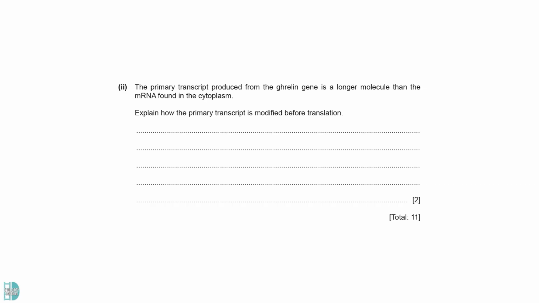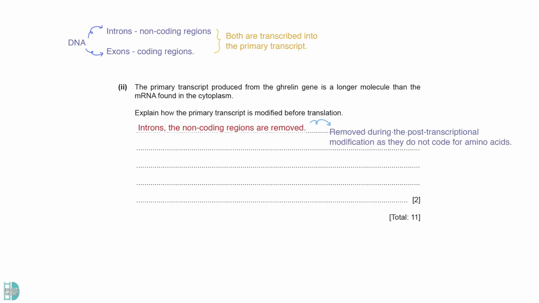2. Explain how the primary transcript is modified before translation. In our DNA, there are introns, the non-coding regions, and exons, the coding regions. All of them are transcribed into the primary transcript. Introns will be removed during the post-transcriptional modification, as they do not code for amino acids. Exons are joined together to form the mature mRNA. This process is called gene splicing or RNA splicing.